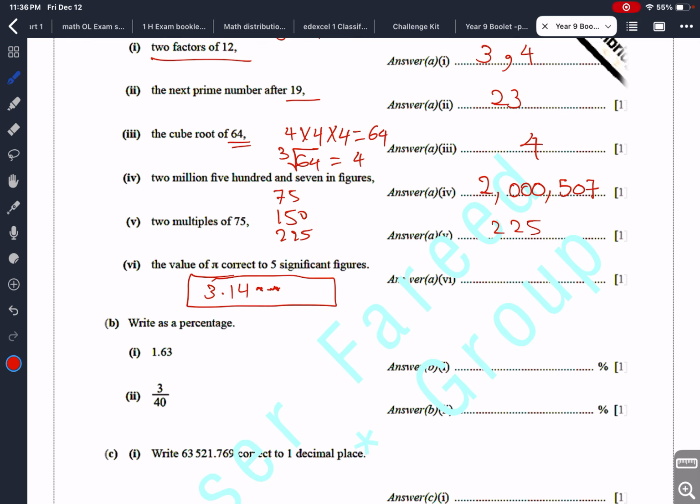Write as a percent. 1.63 means 100% and I need 63, so 163%. How to convert this? I'll convert it as 1 plus 0.63. For me 1 is 100%, and 0.63 is 63%. So if you add them up, it will be 163%.